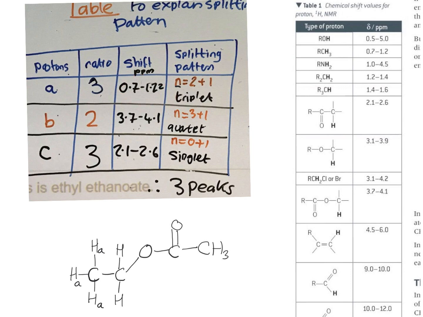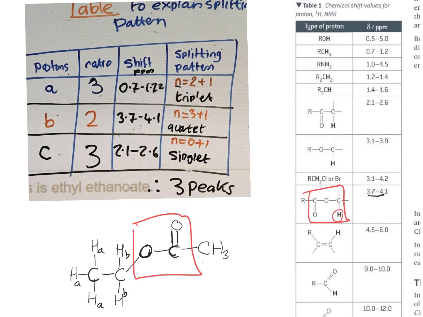Let's now look at the protons in B. The protons in B are on a carbon which is right next to an oxygen. You can see that they have a chemical shift of 3.7 to 4.1. Because they're not just next to an oxygen, they're next to a carbon which is also double bonded to an oxygen, typical of an ester link. So this is very specifically the proton which is next to the oxygen in an ester group. So that's 3.7 to 4.1.